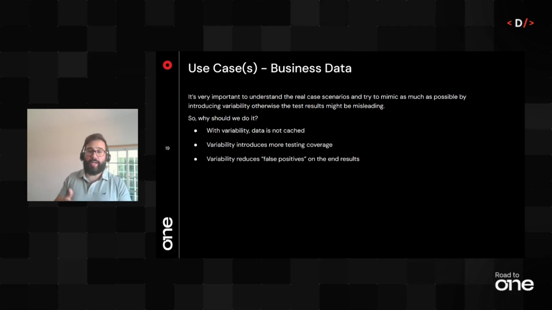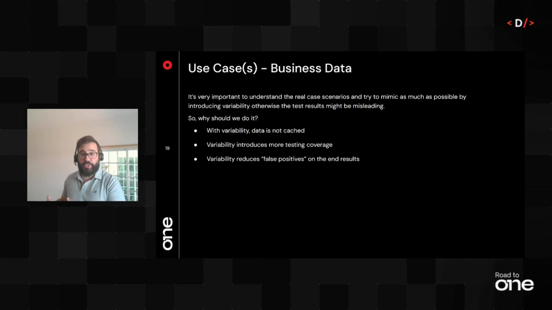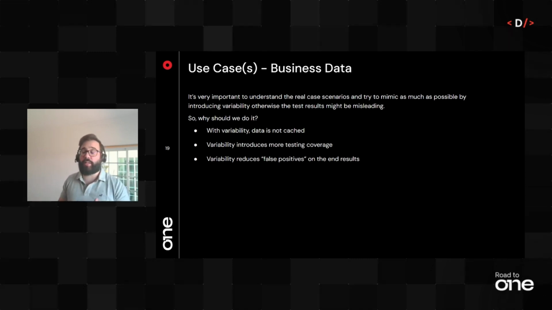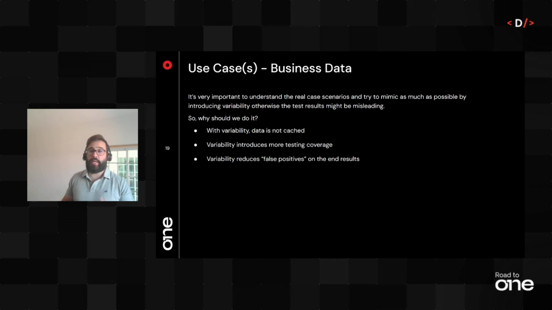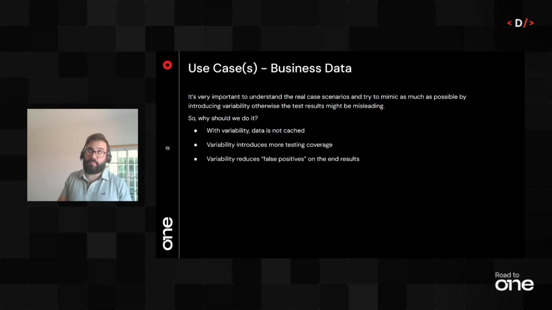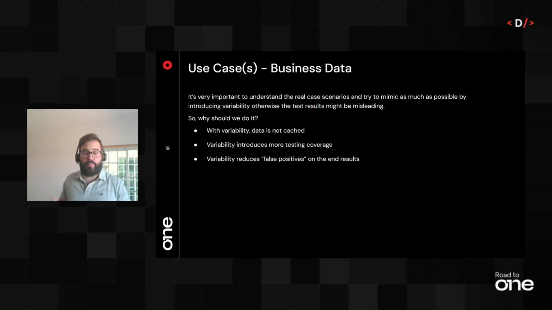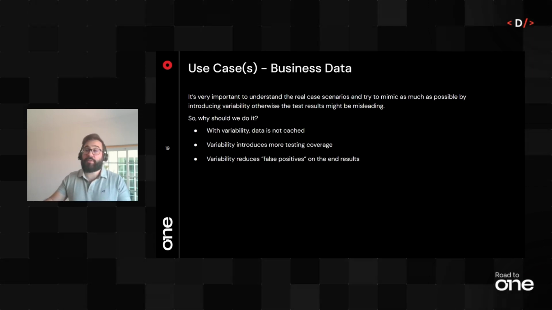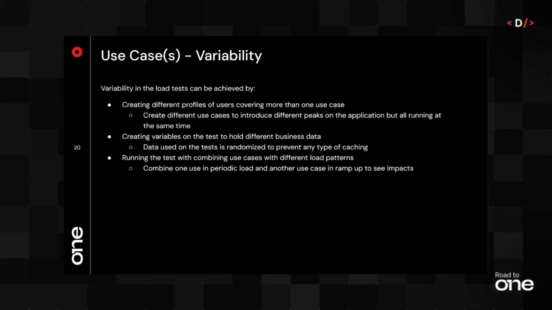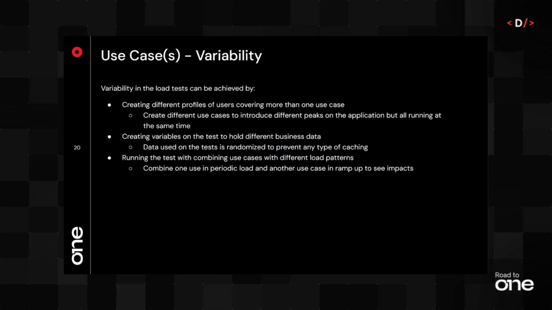This way we can avoid having data being cached, which would impact the remainder of the test and could eventually provide us false positives. Having more different data of the same type will allow us to have more testing coverage. That variability can be created in a few ways. One of them is to randomize a few things in the system to avoid some caching.